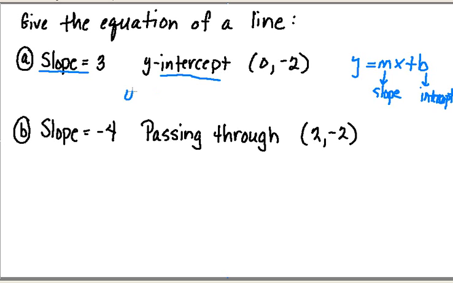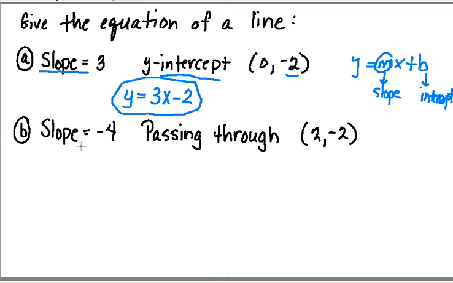So my equation for this line is going to be y equals, in place of m, I'm going to put my slope, which in this case is 3, x, and then plus b, which again, that's just the y-coordinate of the y-intercept. In this case, it's -2, so my b is -2. So that is the easiest scenario if I'm given the slope and the y-intercept. I simply have to plug into the slope-intercept form of an equation of a line.